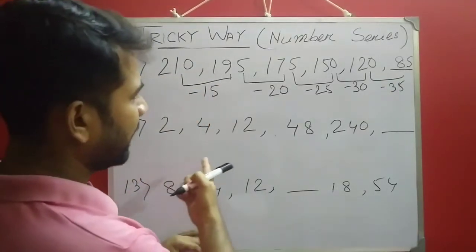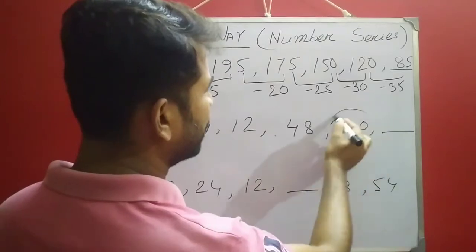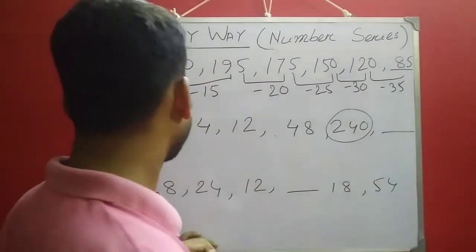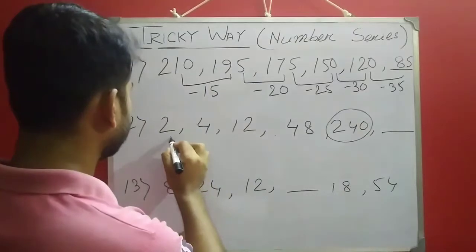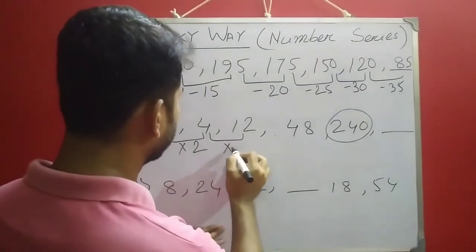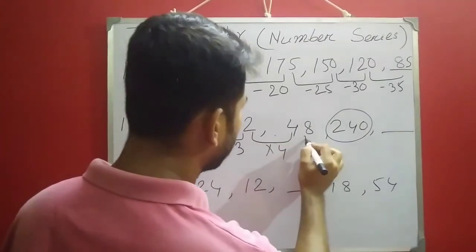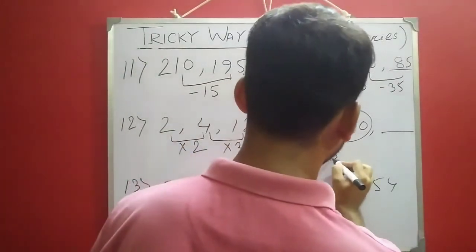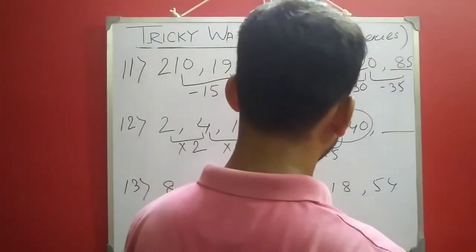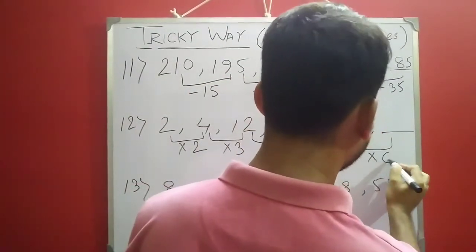Next one, high value. It is 240, means high value. So a multiplication operation is there. So 2 into 2 equal to 4, 4 into 3 equal to 12, 12 into 4 equal to 48, 48 into 5 equal to 240. So it will be into 6.